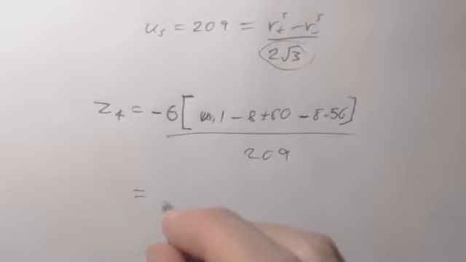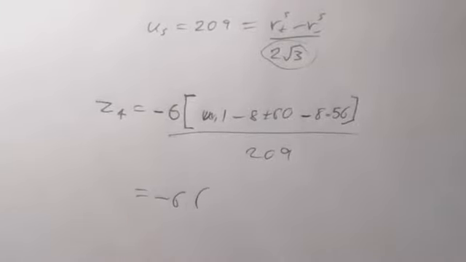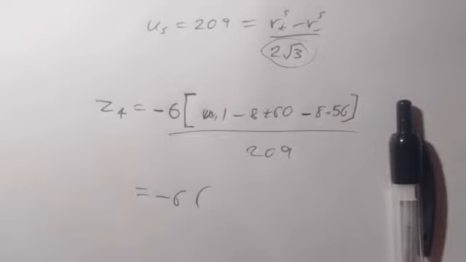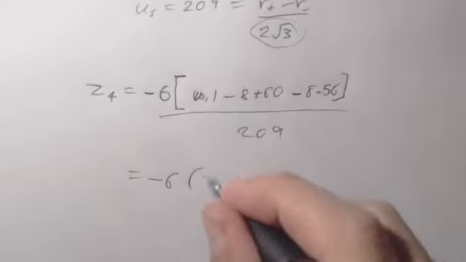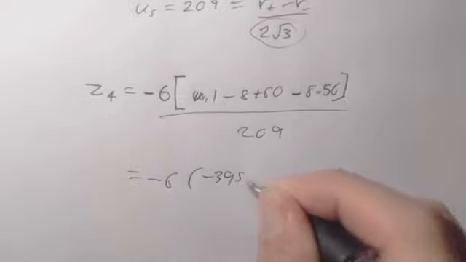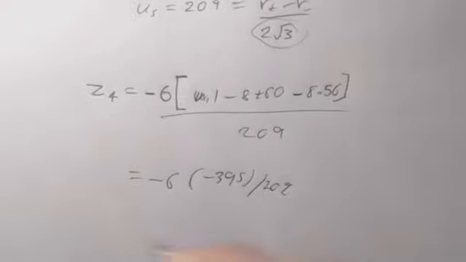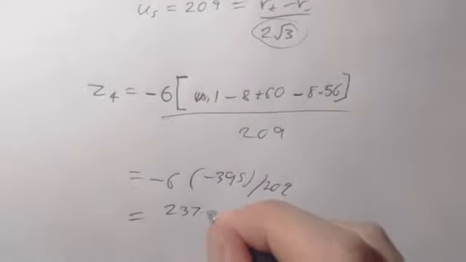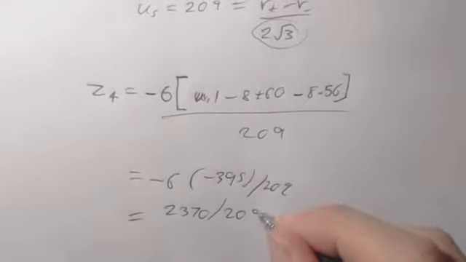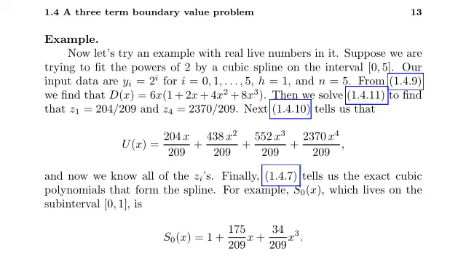So if we work out these, I'm just going to put it into a calculator because I can't be bothered to work that out by hand. You get minus 6 times minus 395 over 209, which is 2,370 over 209, which is what they've got in the book. So after I'd done this, I was quite pleased with that.